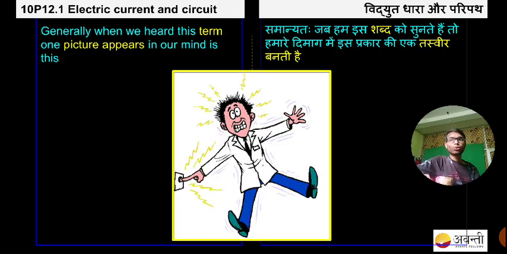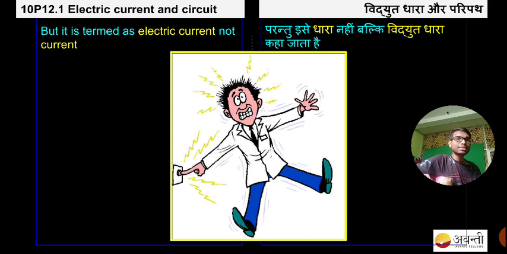We say that I got current, I got shock. Current, which means particles, electrons are moving. This is a current. But it is termed as electric current, not current. Electric current.